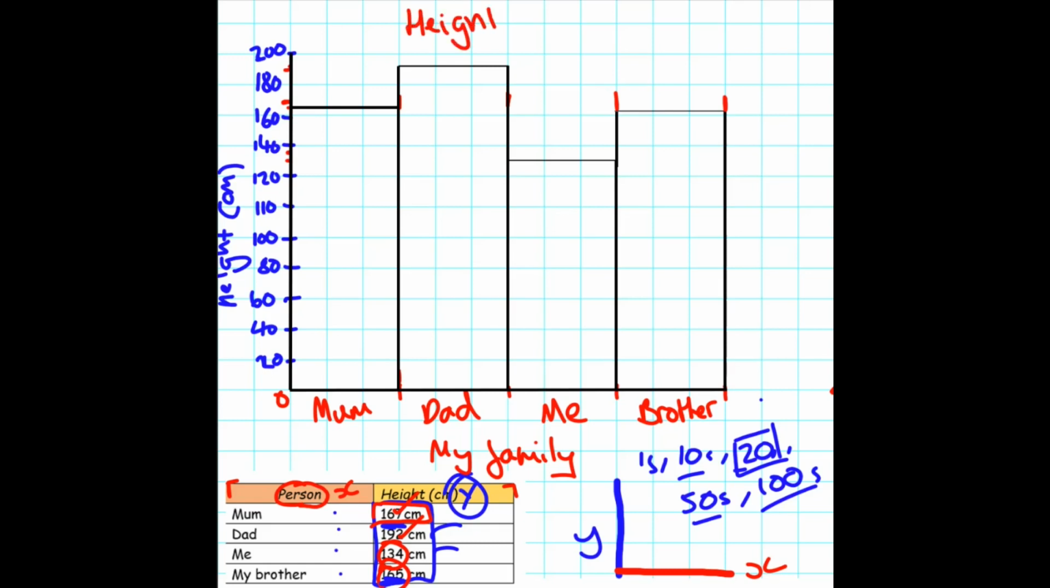heights of people in my family. Doesn't have to be a big fancy title. Just needs to tell you what the graph's showing. So heights, ooh, that's terrible. There we go. Heights of people in my family.